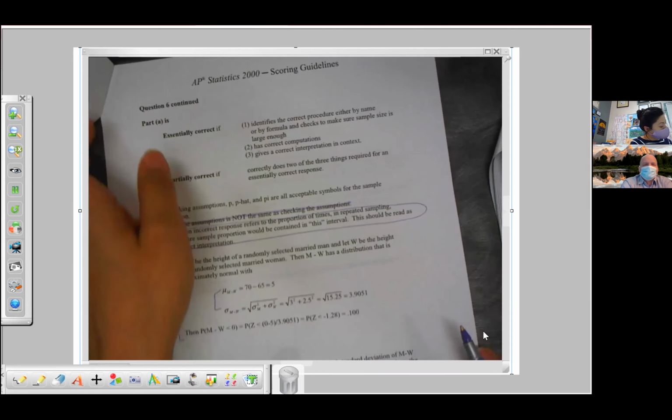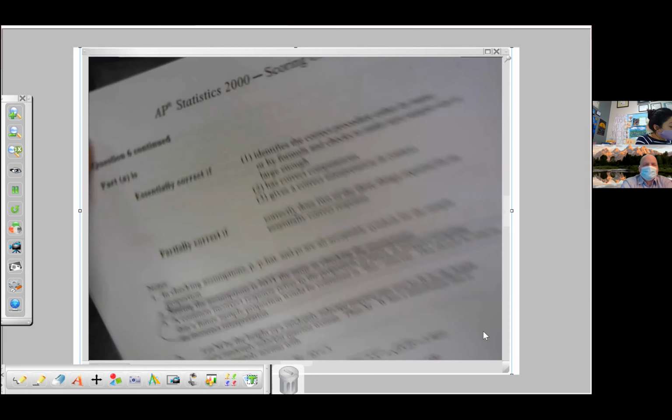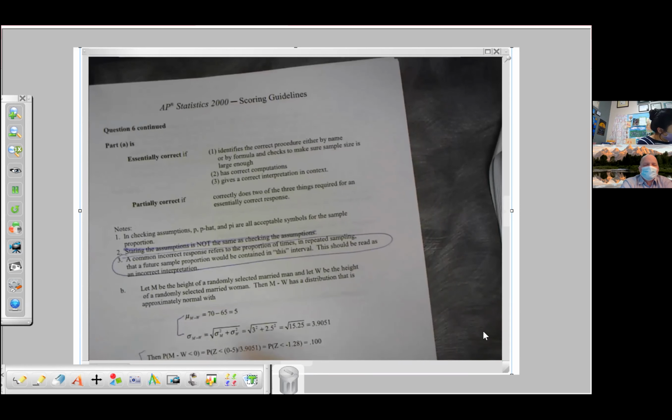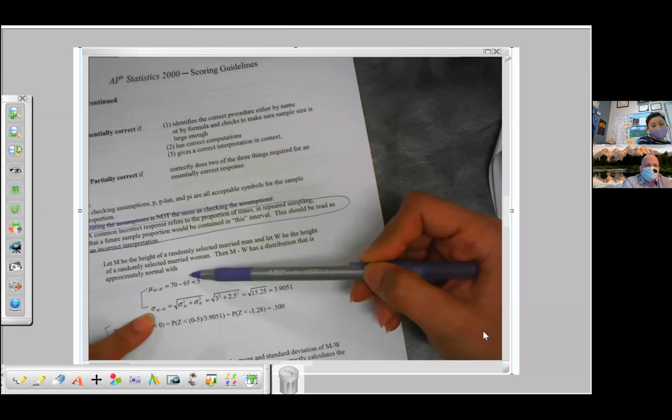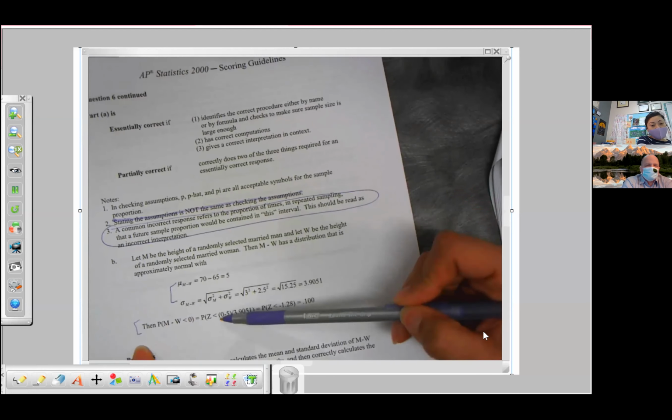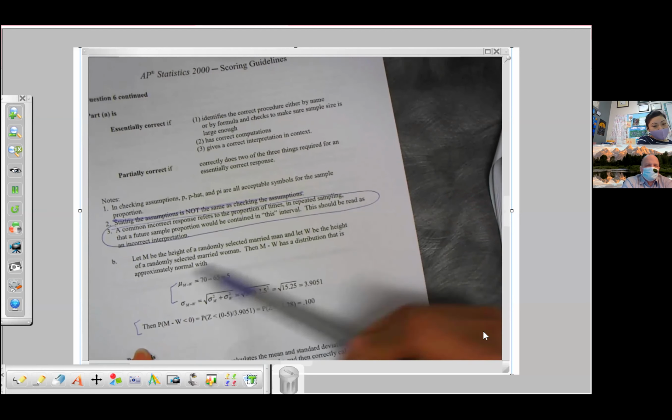Then for part B, where you had to calculate the combined mu and standard deviation, and then calculate a probability, they looked at them as 2 separate things. So if you got both the calculation of the random variables together and the correct probability, of course you got an E.